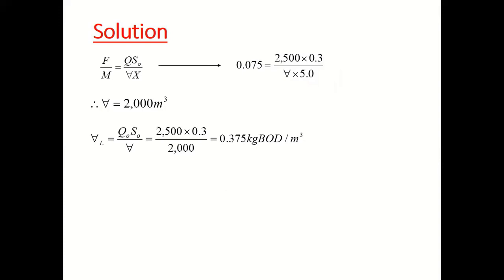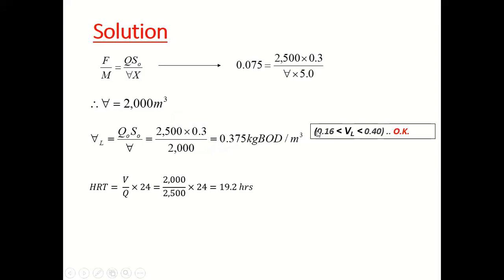And then the volumetric loading is Q naught times S naught over V. All these parameters are known, so we can simply calculate the VL. Q is 2,500, S naught is 300, which is 0.3, and then the volume is 2,000. So the volumetric loading is 0.375 kilogram BOD per meter cubed. Of course, this volumetric loading is within the accepted range, because the range for extended aeration for the VL is from 0.16 to 0.4. So this one is okay.